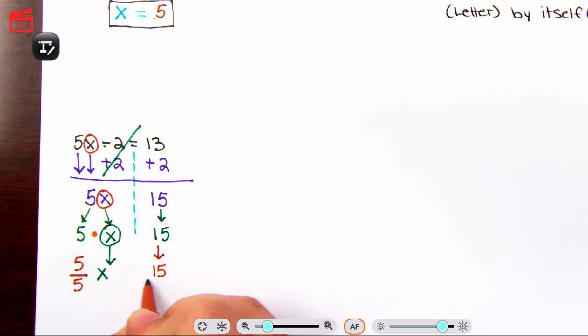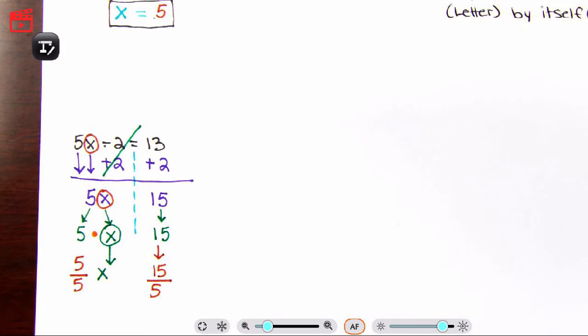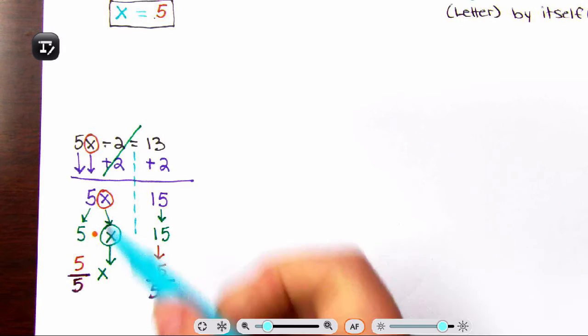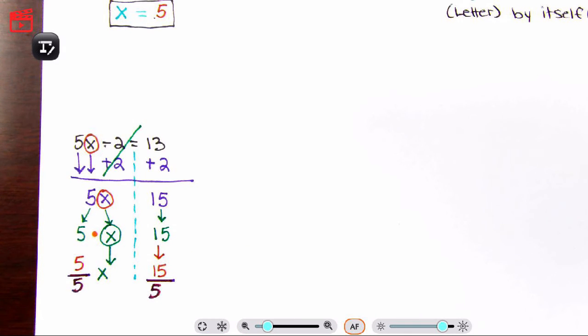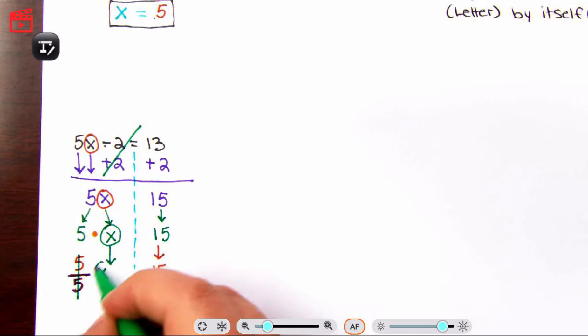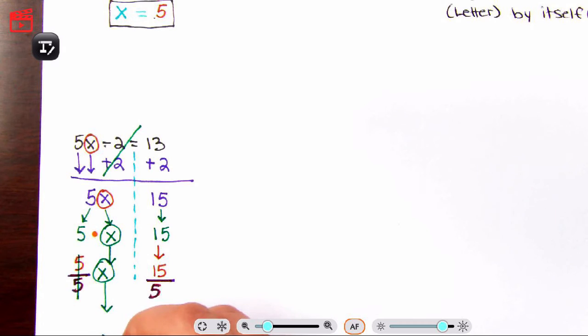So now I have 15 divided by 5. Let me see if I can do that in a different color. I did divided by 5 on the left-hand side. I did divided by 5 on the right-hand side. Same step: I took whatever was there and I divided. So again, best part, that gets crossed out. I still did not touch my x. My x gets brought down. 15 divided by 5.